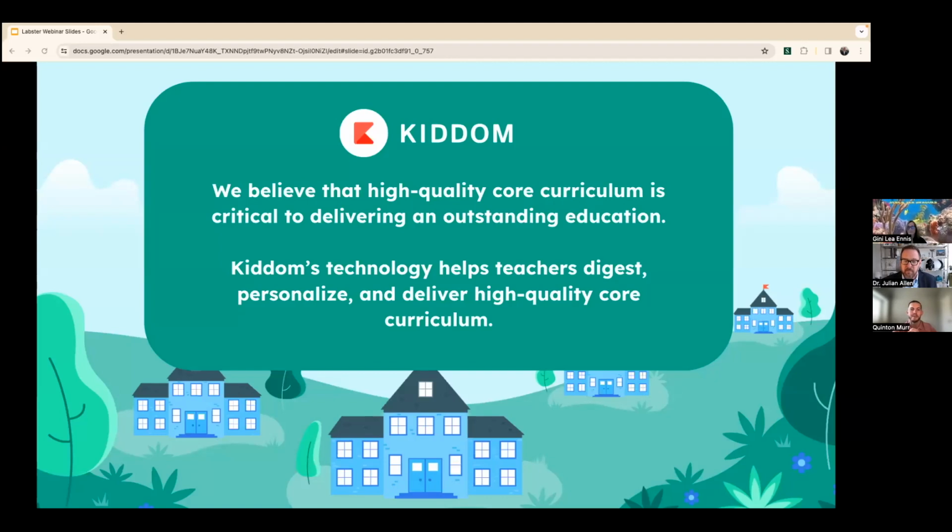So, we're stoked about that, and that being said, I want to share a bit about Kiddom. I'm excited about this opportunity to share with you how our digital teaching and learning environment really enhances curriculum and educational experiences, not only for teachers, but also, for the main part, for our students. We do believe that high quality core curriculum is critical to delivering outstanding education. But what we bring is our technology. It's helping the teachers digest that, personalize it, and deliver the high quality core curriculum in a more personalized way.